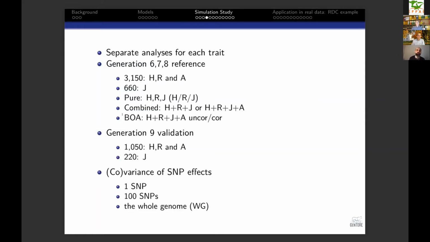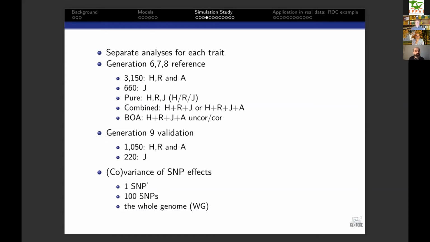In the breed origin of allele models, we took into account the breed origin of allele for all these individuals, and as I just explained, we had 2 scenarios where we assumed that the SNP effects are uncorrelated, or either they are correlated. And in the validation population, we had 1,050 from each of Holstein, red and admixed populations, and 220 from the Jersey population, which again is a small breed.